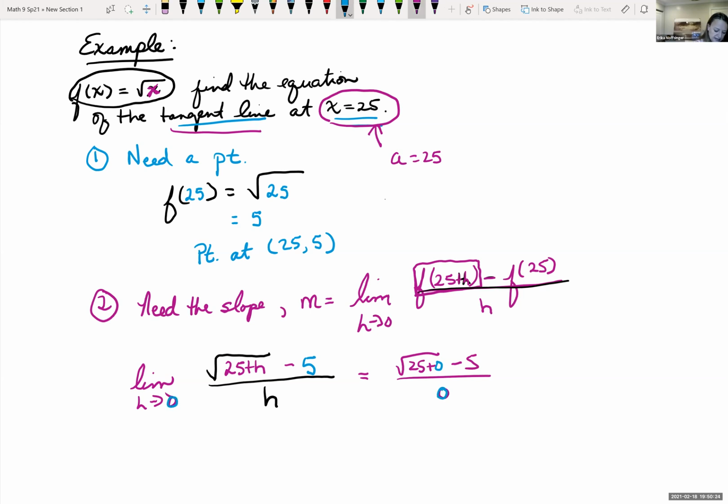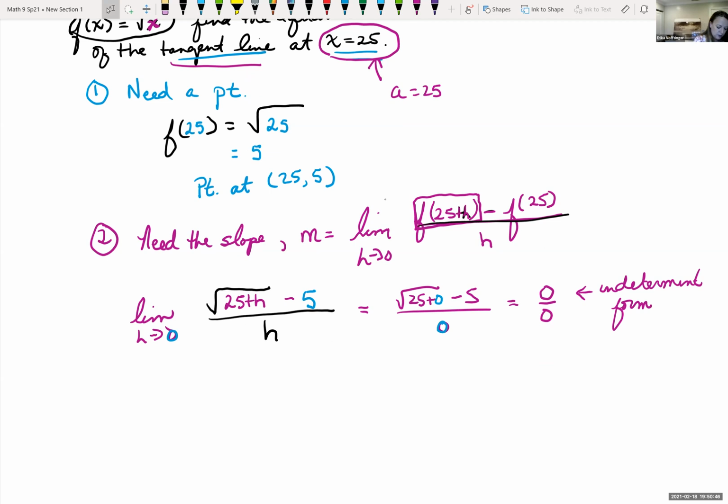And notice we again get an indeterminate form of 0 over 0. And so that's where we had to manipulate it. Notice that this had a radical in the limit. It was a rational expression with a radical, and so we could get rid of that radical. The trick we learned earlier was to multiply by the conjugate.